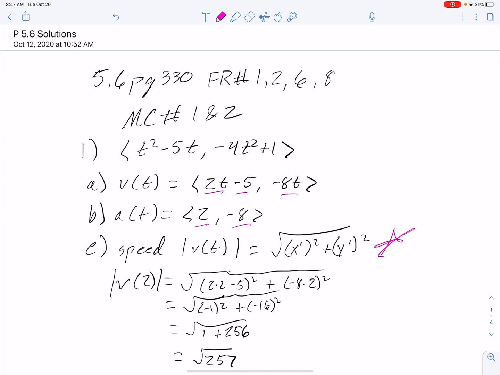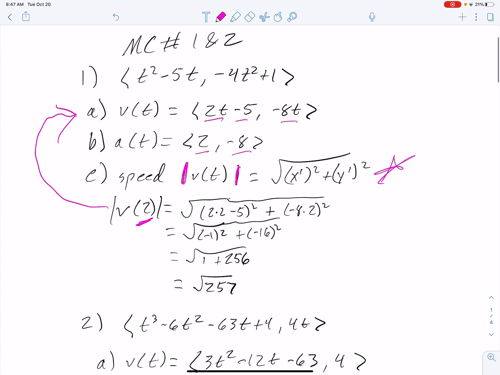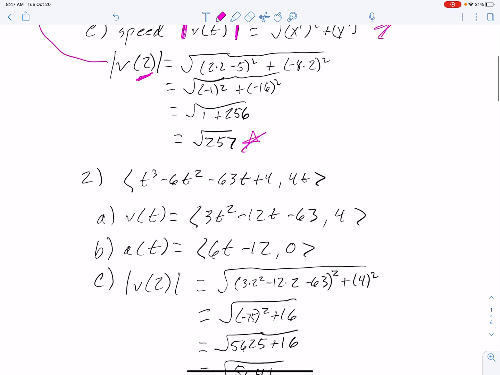Speed, keep an eye on speed. This is a formula that you just kind of have to have memorized. Remember, these absolute value bars just mean total distance from the origin in this case, kind of like the absolute value bars we're used to seeing mean distance from the origin. So I've got to go ahead and plug 2 into my velocity vector and then start simplifying. Now, if you have your calculator, you can give the decimal equivalent, but without your calculator, we would just leave it as root 257.